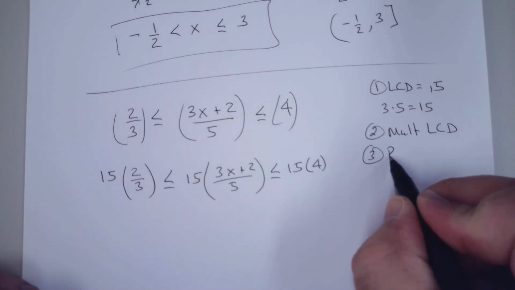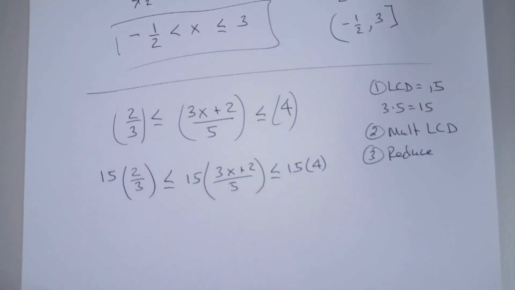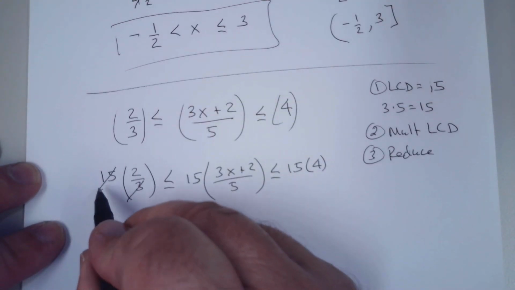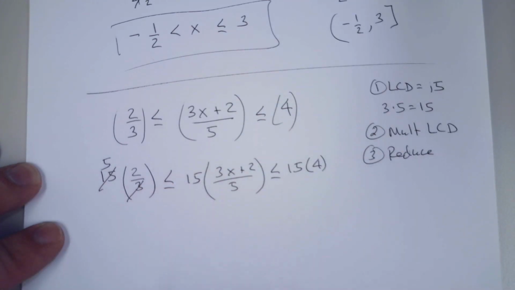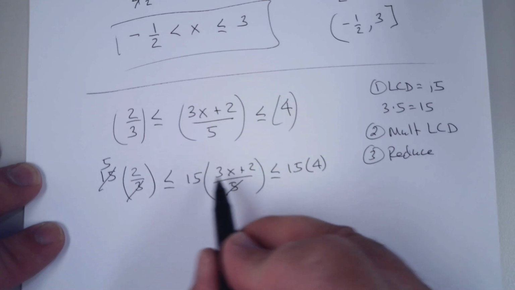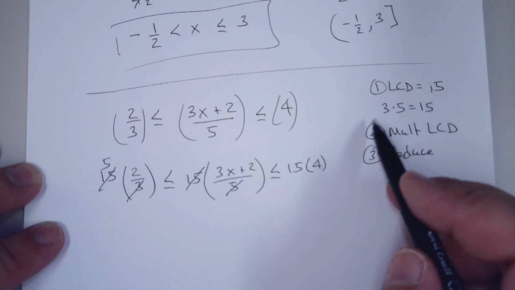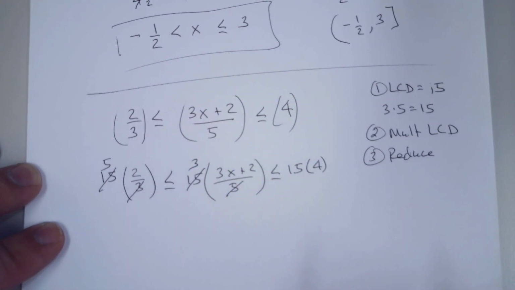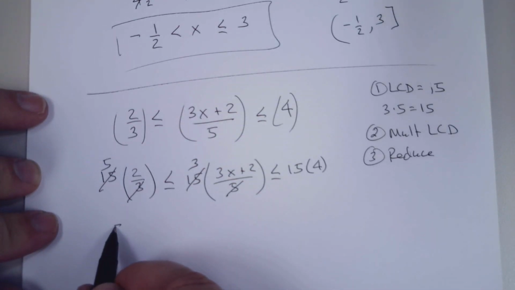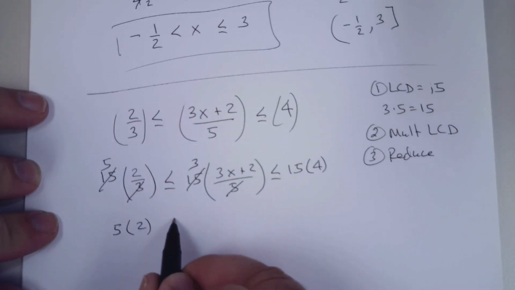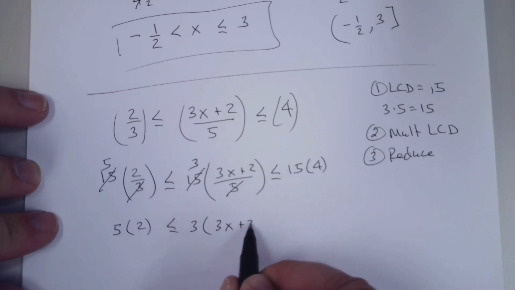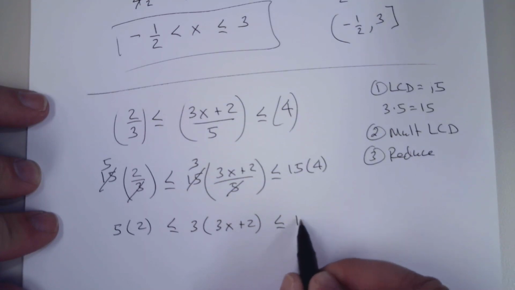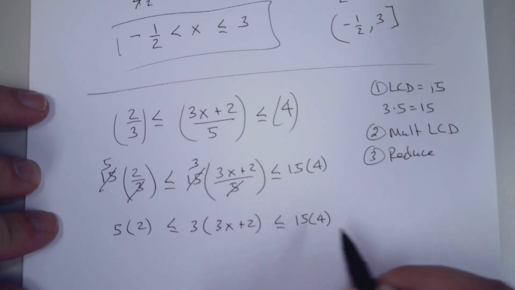Third step, reduce, cancel. This is where you get rid of the fraction. How many times does 3 go into 15? Well, if you get rid of 3, you have a 5 left. How many times does 5 go into 15? Get rid of the 5, you only have a 3. So we have 5 times 2 is less than 3 times 3x plus 2 less than or equal to 15 times 4.